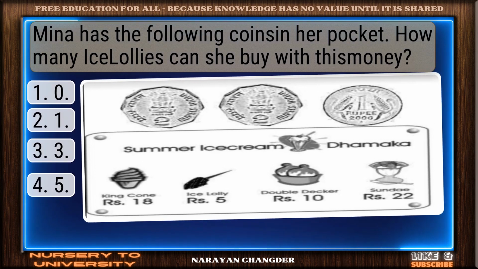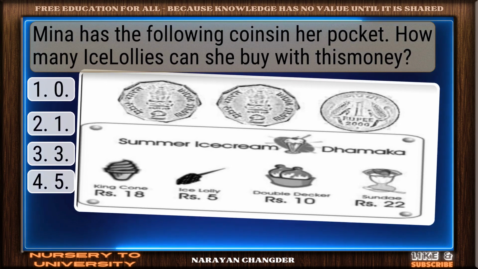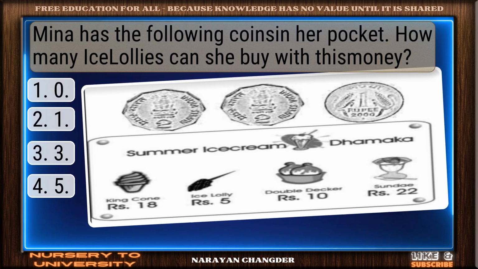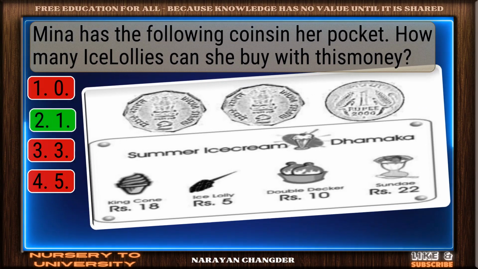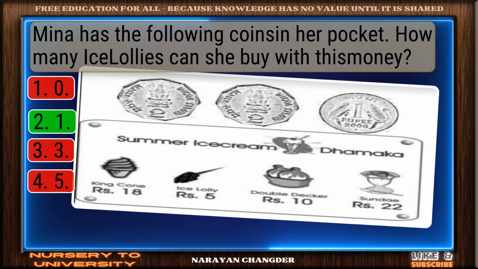Meena has the following coins in her pocket. How many ice lollies can she buy with this money? Smart pick. 1 is the correct choice.